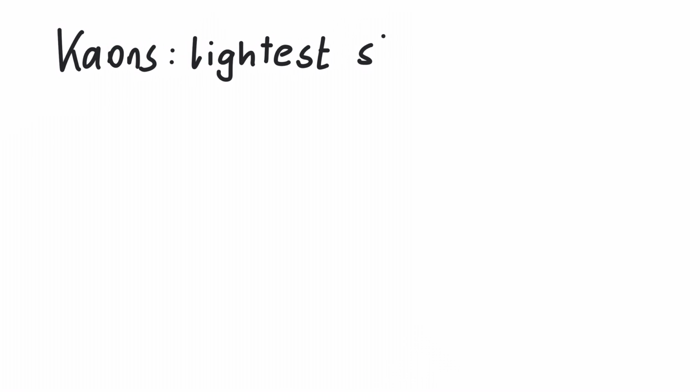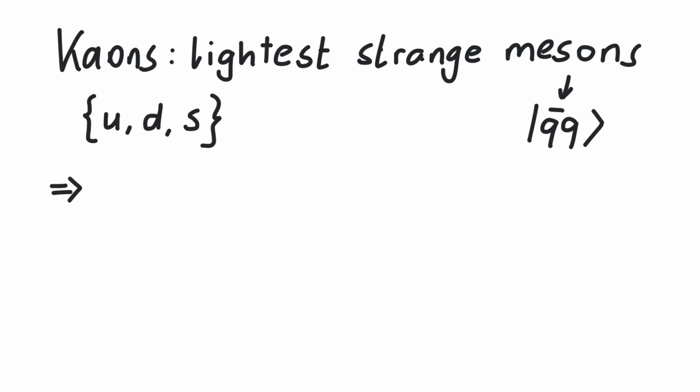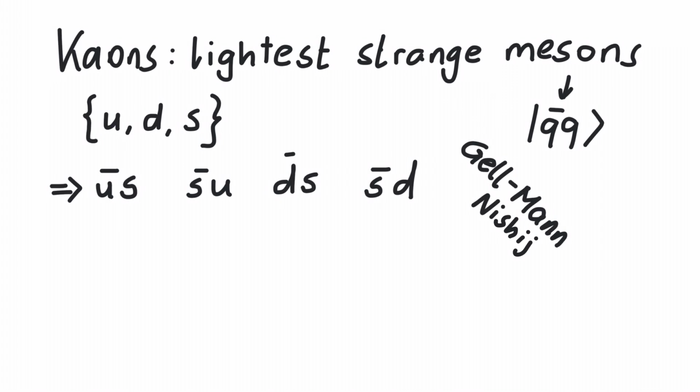Kaons are the lightest strange mesons, meaning they consist of a quark-antiquark pair, where we only consider the up, down, and strange flavors. We can combine them in 4 possible ways, and by using the Gell-Mann-Nishijima formula, we can assign these quark-antiquark combinations to particles. These are called strong eigenstates, since they are created via strong interactions.